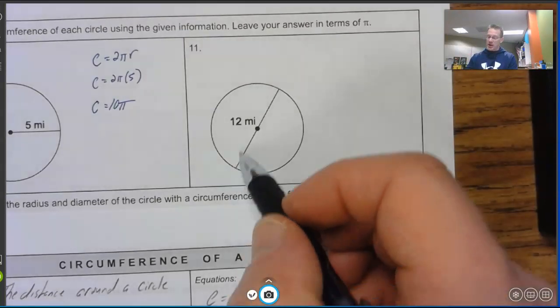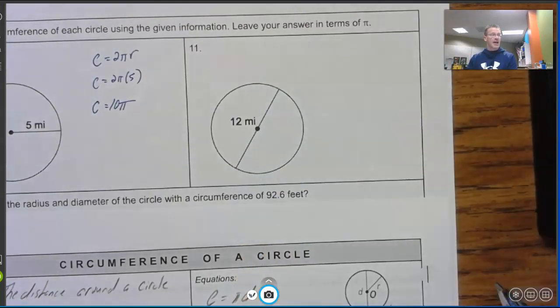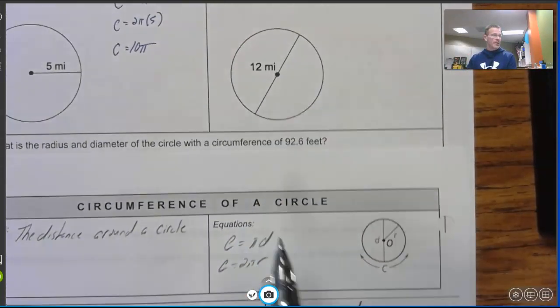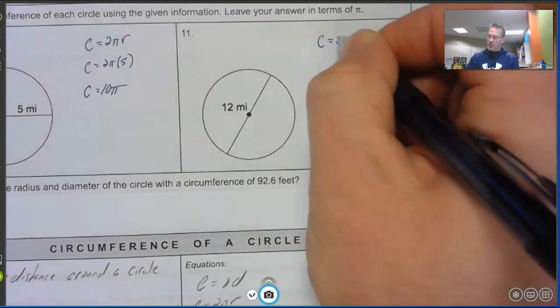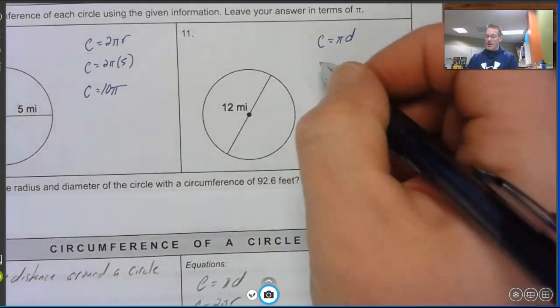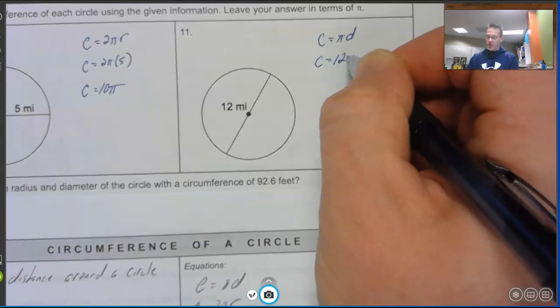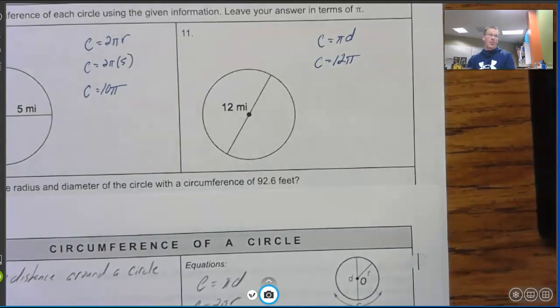Number 11 here. Once again, I want to find the circumference, but this time I have the diameter, so I'm going to use this formula. Circumference equals pi d. This time I just plug in the 12, and that's just 12 pi, and I'm finished. That's it, no more work. Exact answers are nice.